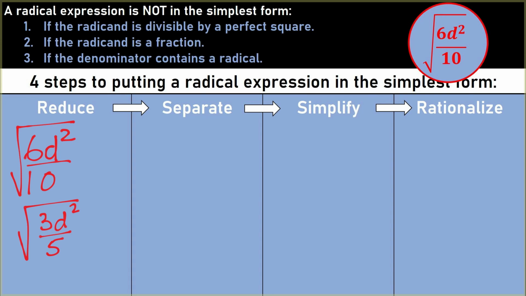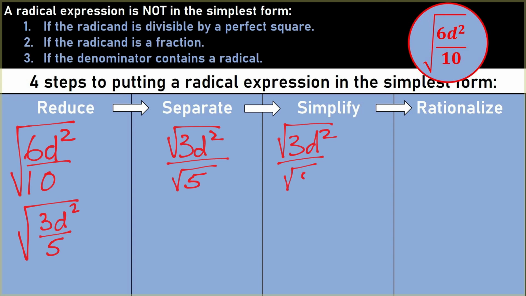Okay, now I still have a fraction underneath the same radical sign, so in the next step I'm going to separate it and rewrite the problem like this, the square root of 3d squared over the square root of 5. So I've separated it. Now I'm going to try to simplify it. So when I look at the square root of 3d squared and I look at the square root of 5, there is no perfect square number that goes into 3. There's also no perfect square number that goes into 5.